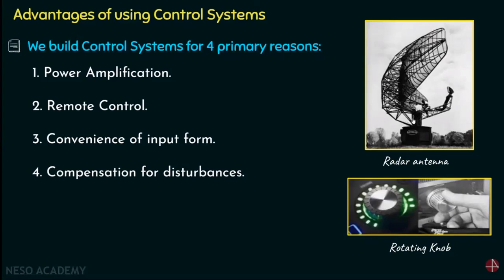Note that we do not change the input according to the disturbance. So the control system itself has to deal with the error that has occurred and it has to correct the error by itself. And in this way, the control system compensates for disturbances.